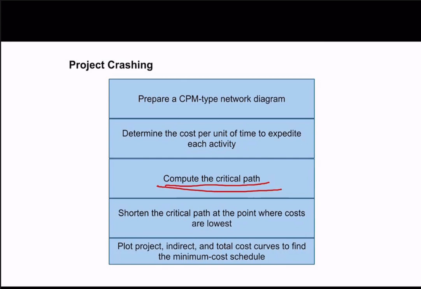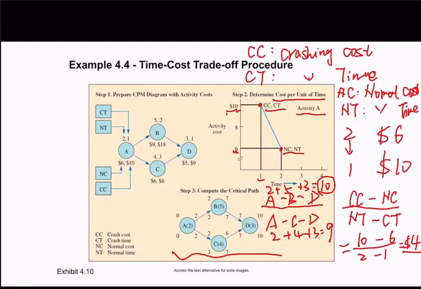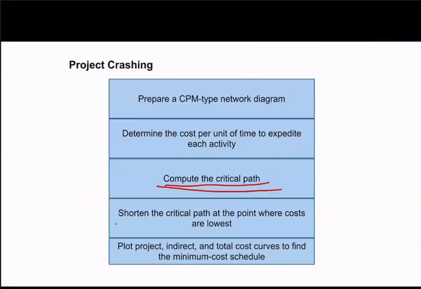Step 4 for this method is we need to shorten the critical path at the point where the costs are the lowest. What does that mean? It means now we know if we want to complete the project, we need to spend 10 days because the critical path is 10. And what if we want to shorten it? What if we want to reduce the time from 10 to 9? We want to reduce 1 day for the whole project. How do we shorten the critical path?